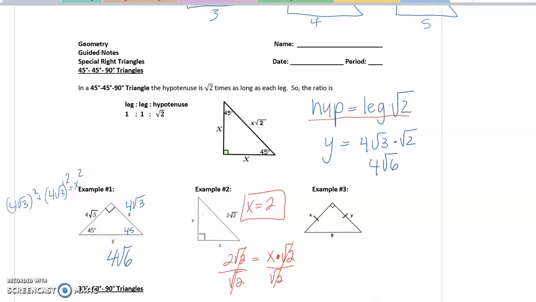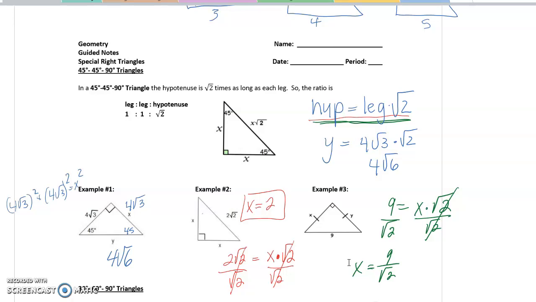Let's look at this next one. X, Y, be careful. These are tick marks. These mean they're the same. So I know that 9 is the hypotenuse, so I'm using this formula right here. 9 equals the leg, x or y, times root 2. Now, this is technically the harder problem because you're going to have to do a little bit of algebra, but let's look how easy. I divide by root 2 because that's what's going to get the root 2 to this side. So now I have 9 over root 2 equals x. And you know what? That is the answer.